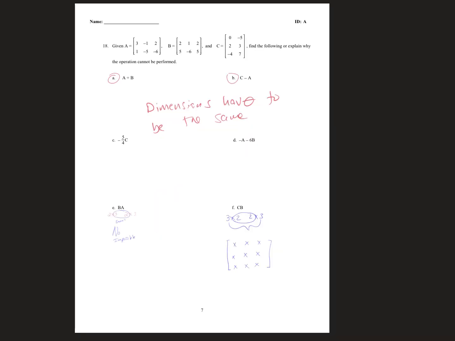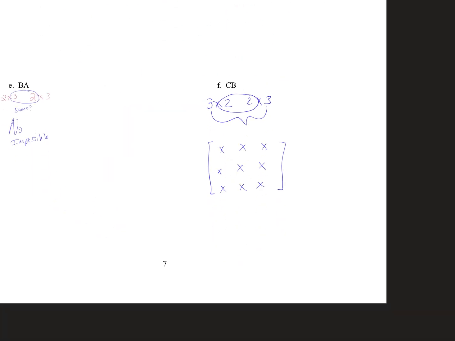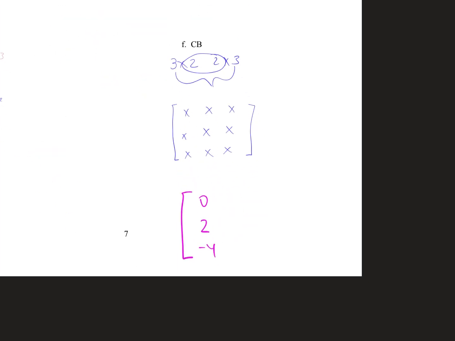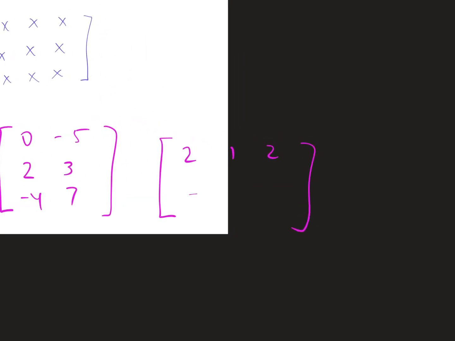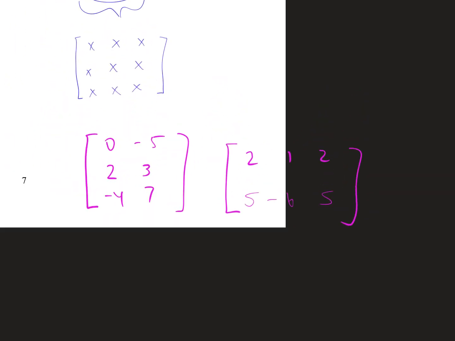All right, so if you're going to multiply C times B, you have to write down the C matrix, which is 0, 2, negative 4. And then negative 5, 3, 7. Order matters. It says C times B, so C has to go first. And then B is 2, 1, 2. And then 5, negative 6, 5. All right, so your answers are going to be in a 3 by 3.